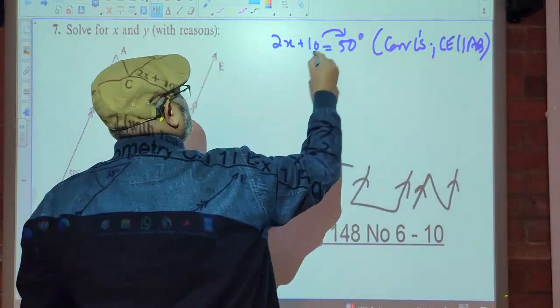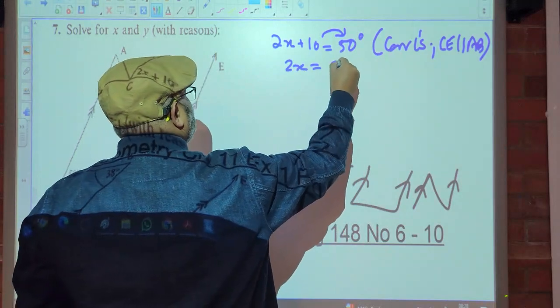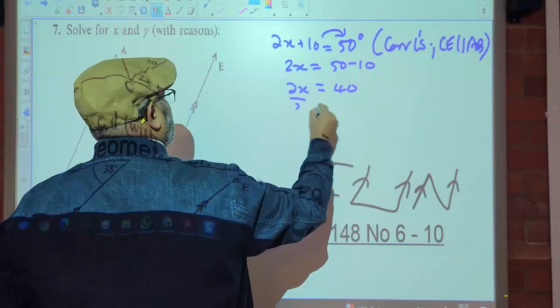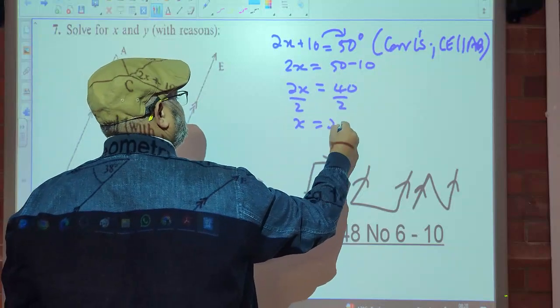To get over the equal sign, 2x equals 50 minus 10, which is 40. And divide by 2 both sides. So x is equal to?